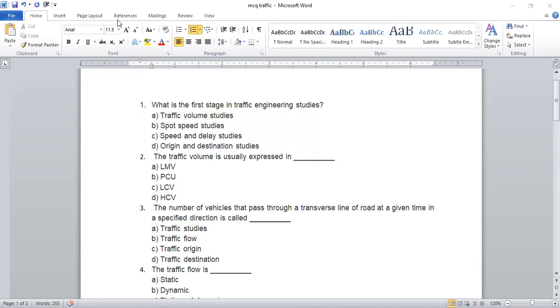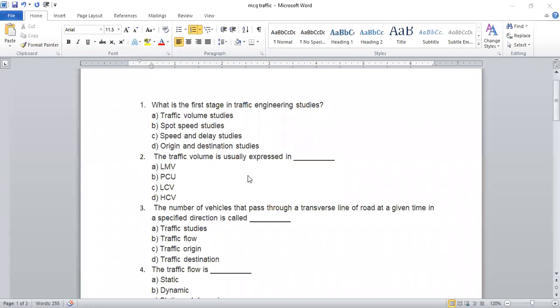Based on this, we'll see some of the MCQs, and after the completion of these MCQs, we'll stop here for this ATT program about traffic engineering and control. So let us see some of the MCQs here.